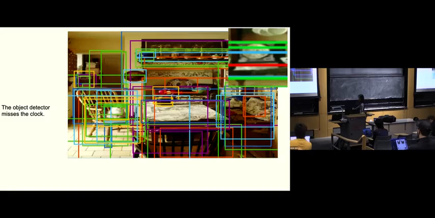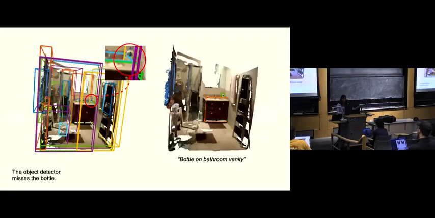And indeed, as you see here, our generic object detector doesn't find the clock, and it doesn't find the bottle on the vanity, let's say, correct? Okay, so these detectors don't take language as input. They don't take as input what you're trying to find. They just take as input the visual scene, and they spit out instances of the object categories that they were trained on. Is that clear?